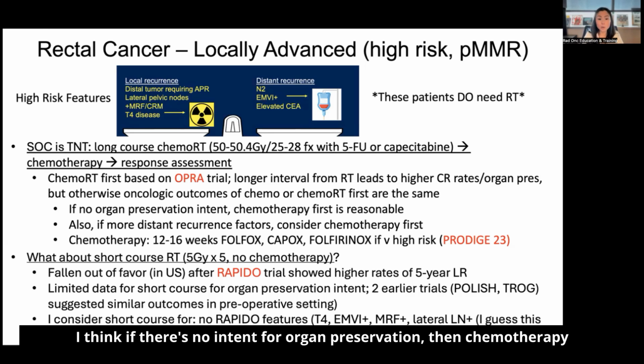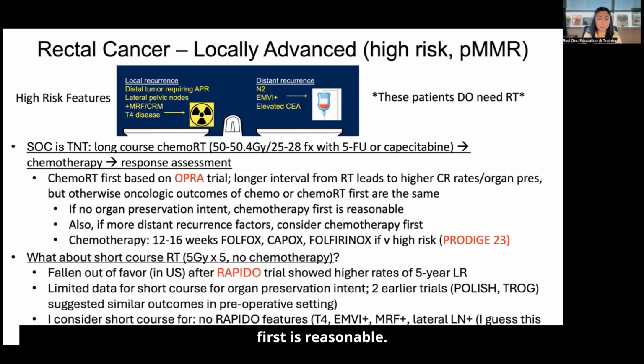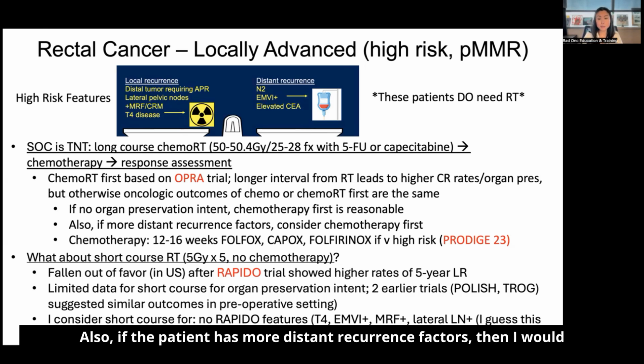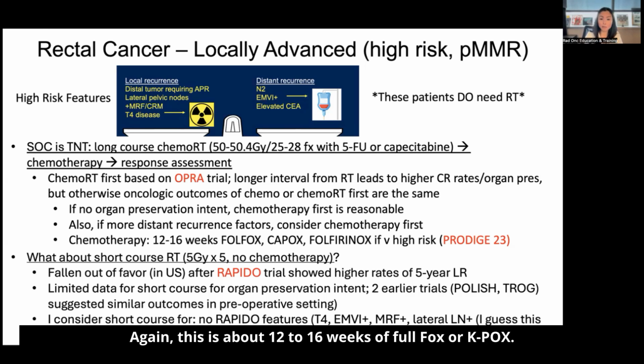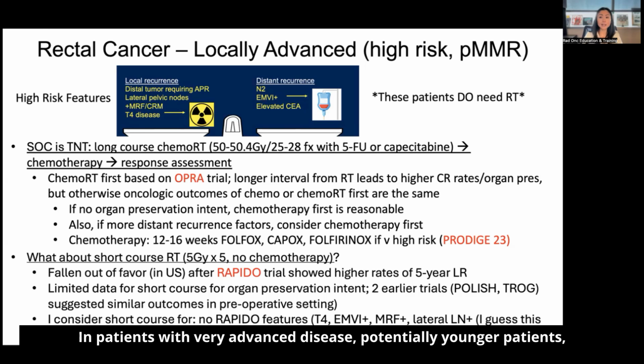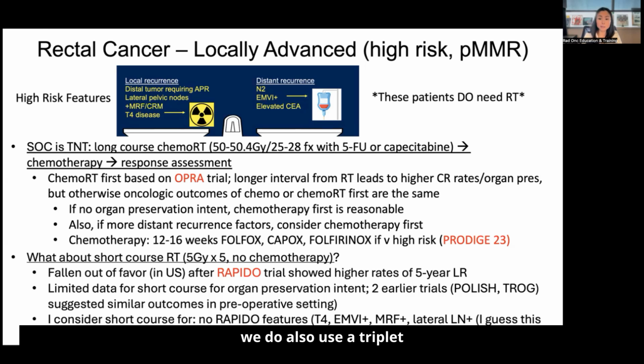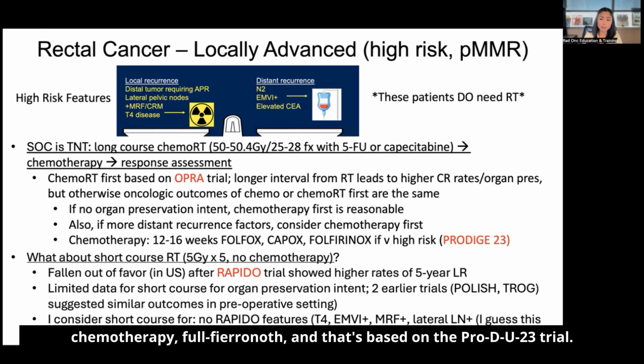I think if there's no intent for organ preservation, then chemotherapy first is reasonable. Also, if the patient has more distant recurrence factors, then I would also consider chemotherapy first. What is chemotherapy? So again, this is about 12 to 16 weeks of FOLFOX or CAPOX. And then in patients with very advanced disease, potentially younger patients, we do also use a triplet chemotherapy, FOLFIRINOX, and that's based on the PRODIGE 23 trial.